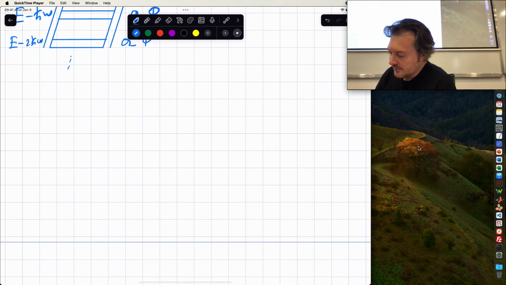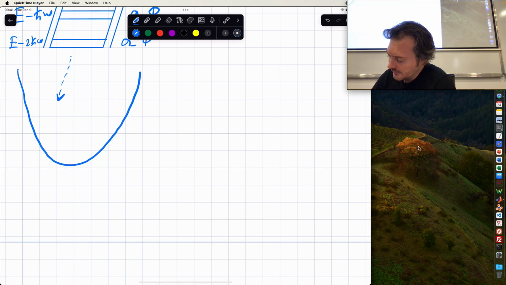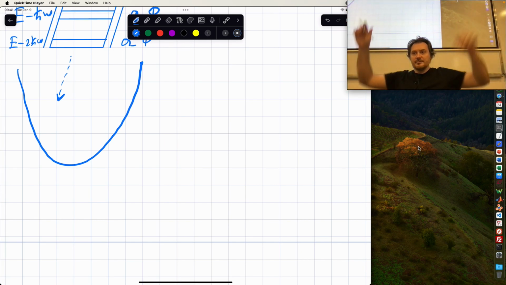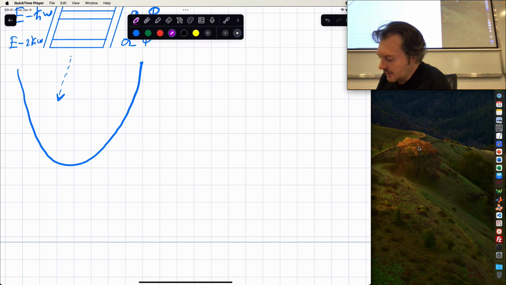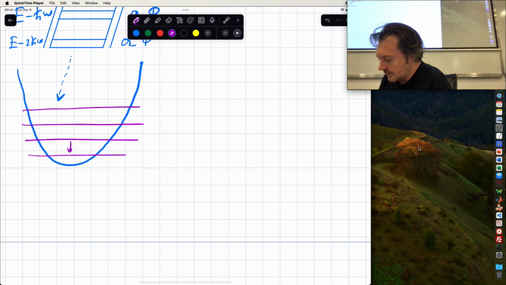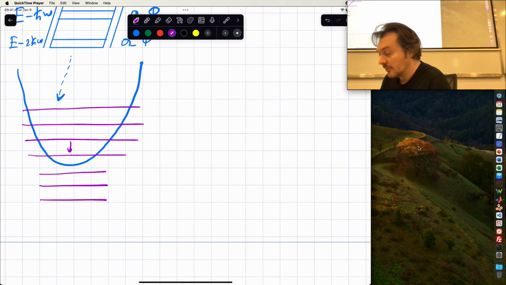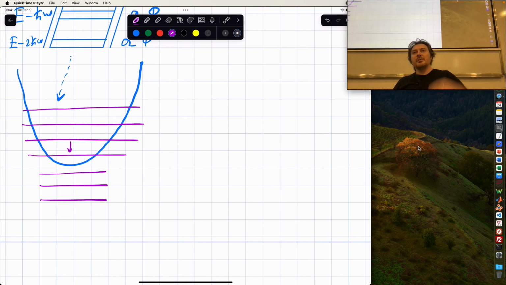So this ladder, can it go on forever? No, it can't, because one way of looking at it is this. We started with this potential, right? And maybe your ladder is somewhere here, and at some point you are going to hit the bottom of the well, and you can't go down. Your energy can't be below the minimum of the potential energy. Why is that?